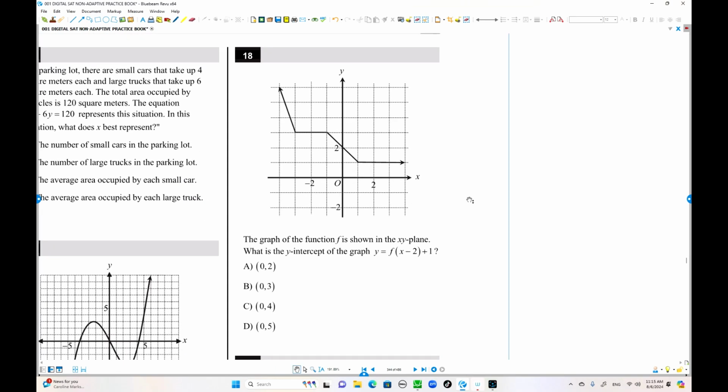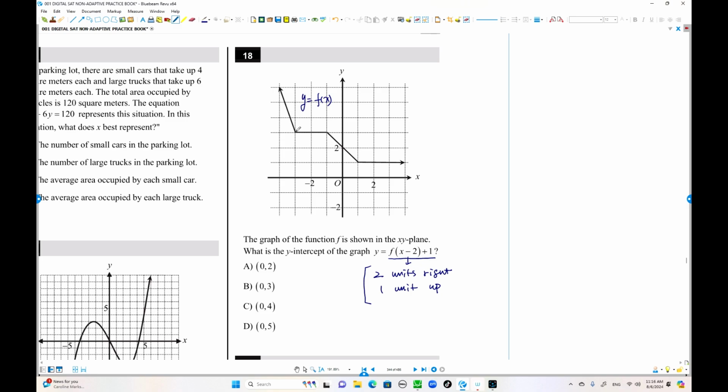So we have a graph, the graph of y equals f of x. But we have some translation over here. So what does that mean? 2 units right and 1 unit up. That's right.